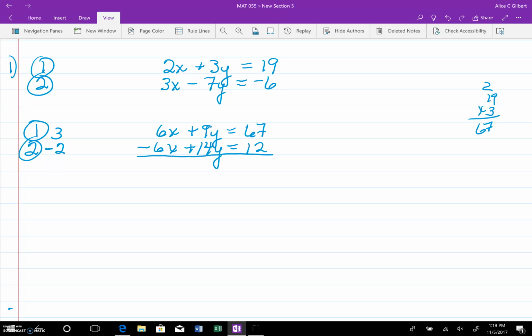Now, always put a line under this, guys, and we're going to add these up now. But when we do, if you notice, 6x minus 6x is gone. It's been eliminated. And we have 23y equals 79.